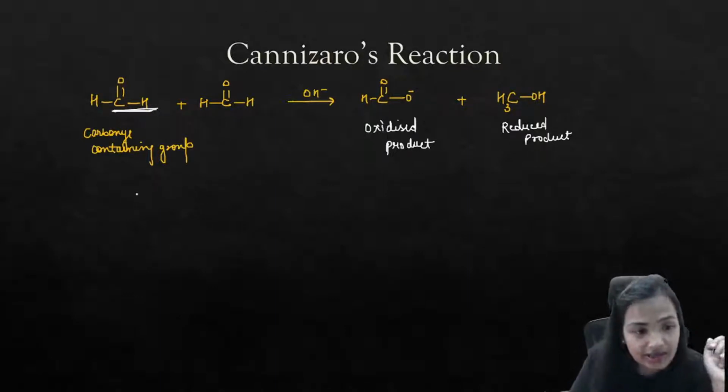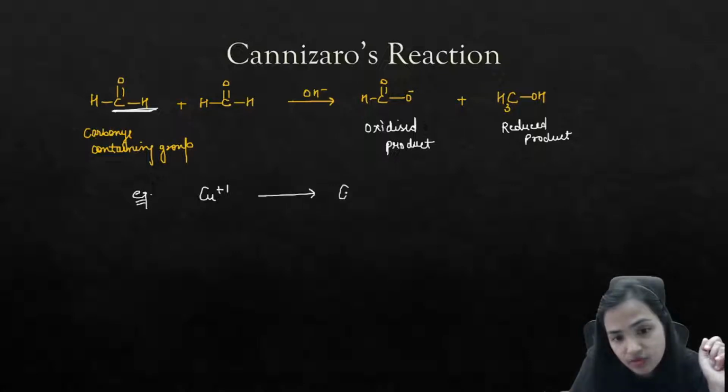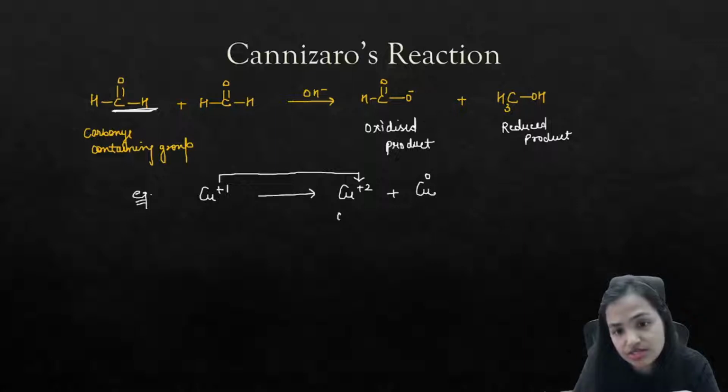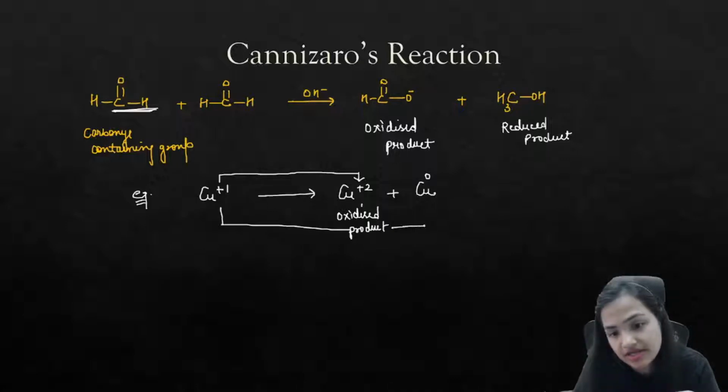Just like if I give you an example, here I am having a copper plus 1. So copper plus 1 can give you copper plus 2 plus copper. So what does this mean? Here the copper plus 1 is getting oxidized to copper plus 2. So this is the oxidized product. And here the copper plus 1 is getting reduced to copper 0. So what is this? This is the reduced product. Plus 1 to 0 is reduction. So this is the reduced product.